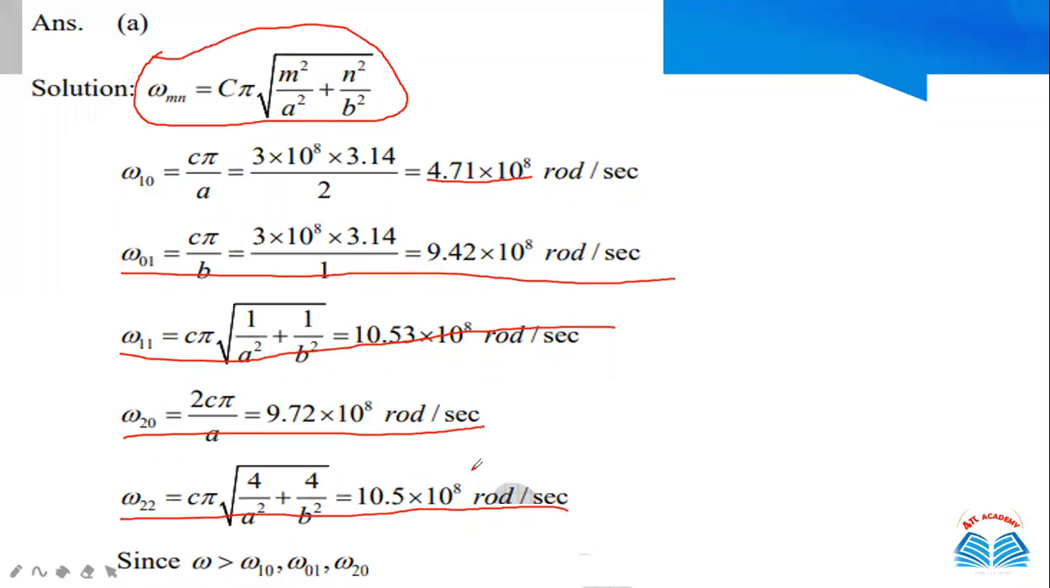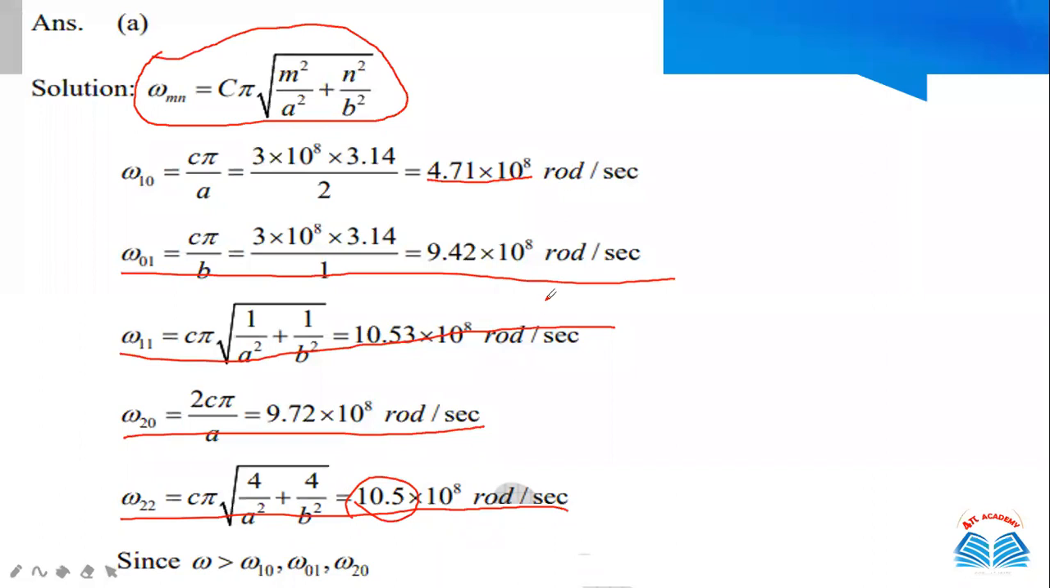So it will now become 10 to the power 9. Obviously, it will become 10 to the power 9. It is greater than 10 now. Okay. So less than 10 to the power 9, having those values, all those modes will propagate the wave. If any value is greater than that omega which is given in the question, that value will be discarded.